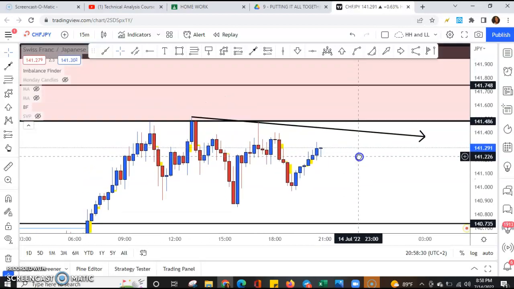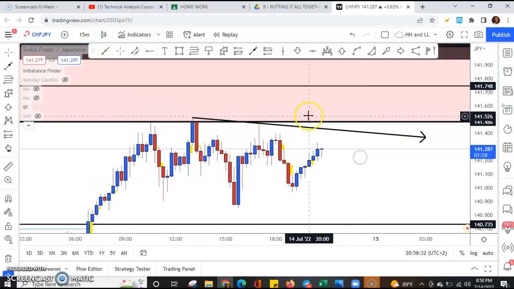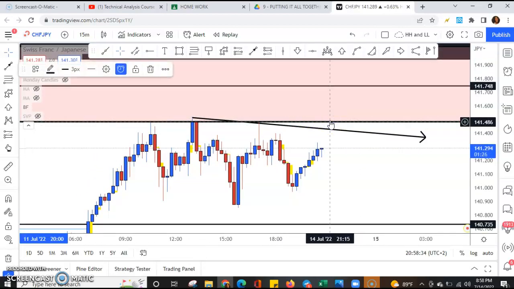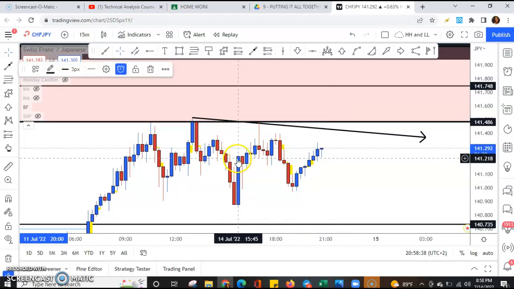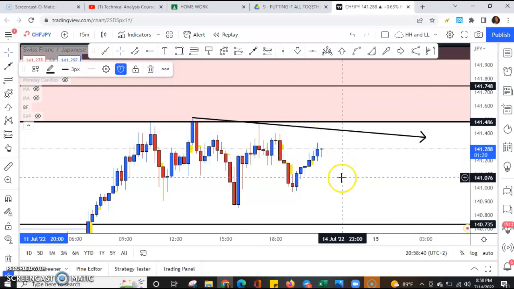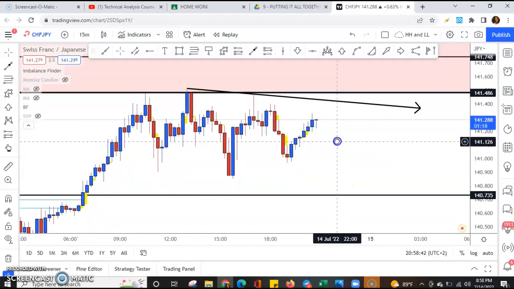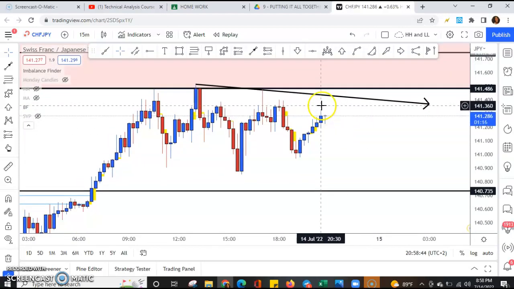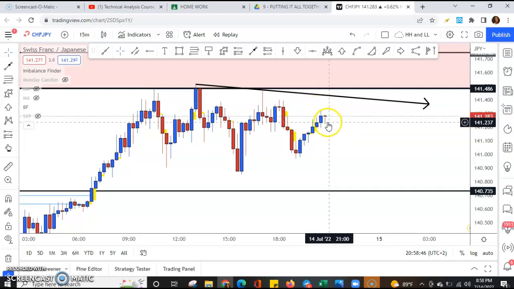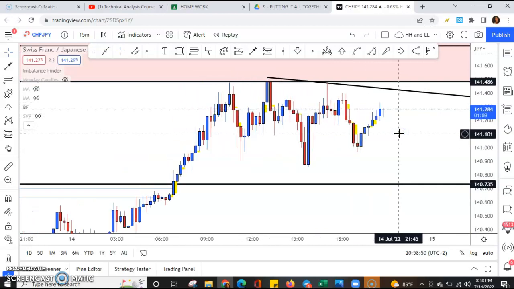I'm not too concerned for buyers because we haven't crossed this area and I haven't seen a large candle showing bullish momentum. So I'm pretty confident that in this next hour we will have some more sellers come into the market and push this market down.